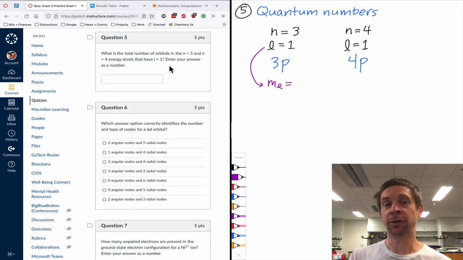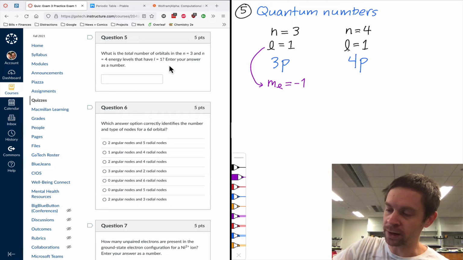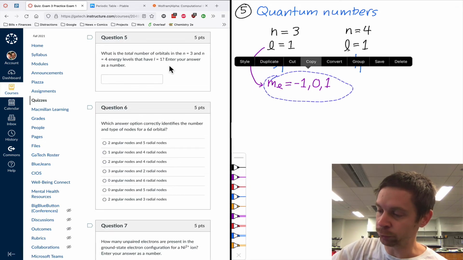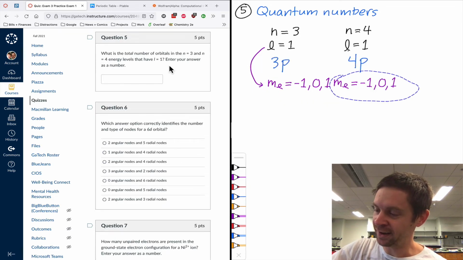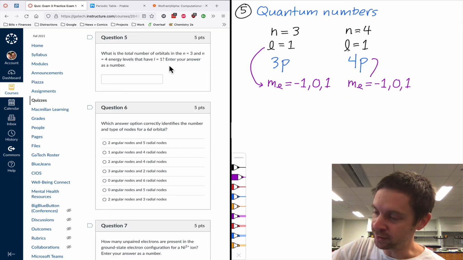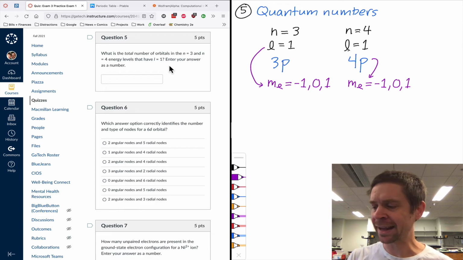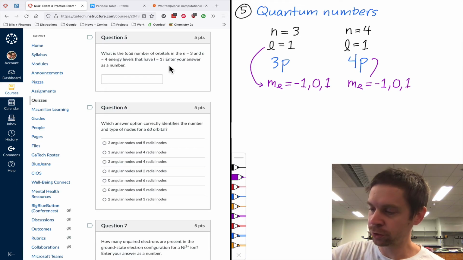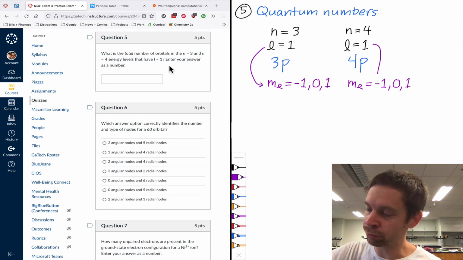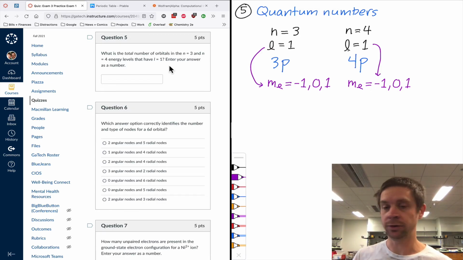Well, m sub L must have an absolute value that is less than or equal to L. So the allowed values of m sub L for L equals 1 are -1, 0, and 1. And in fact, that exact same set of values is allowed in both the n equals 3 and n equals 4 shells. So I'm going to copy and paste that since it applies to both of these subshells. And I can immediately conclude then that there are 3 orbitals within each of these subshells.